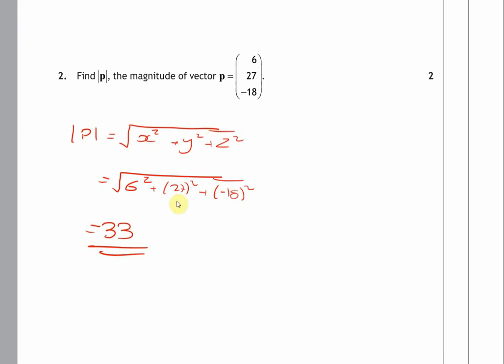Now you can clearly see that the magnitude will always be a positive quantity because we square all these coordinates. Even if we have a negative value, when we square it, the negative will cancel itself out. If you get a negative at some point underneath the square root sign, then go back and check that you've substituted into the calculator correctly, because you cannot do the square root of a negative value.